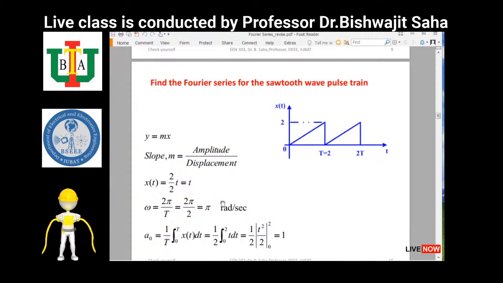Now the limit. What is the limit of the given signal? One cycle limit: 0 to T. Don't be confused, don't make it twice T. It is T itself, one cycle.